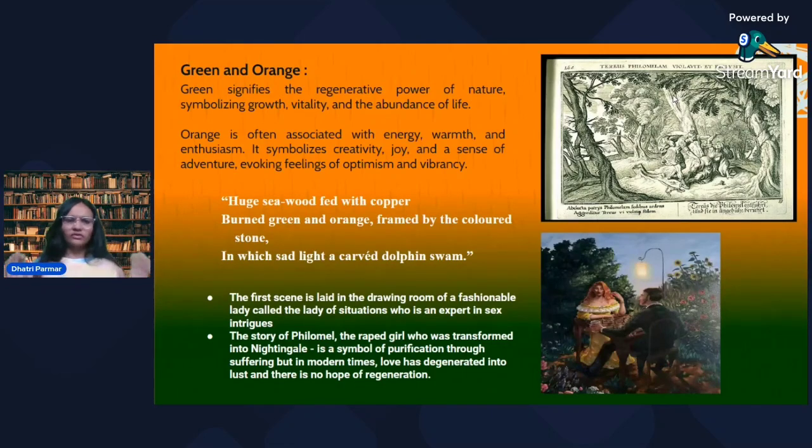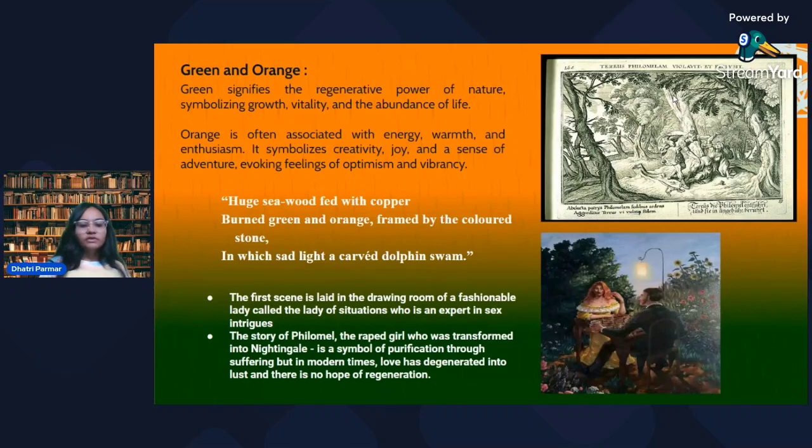So, what is the image in A Game of Chess? There is the image of a huge room, and its furnishing is very attractive. One lady is getting ready for another sexual encounter with her lover. So basically this green and orange color leads us to the theme of sexual perversion. The first scene is laid in the drawing room of a fashionable lady, the Lady of Situations, who is an expert in sex intrigues.